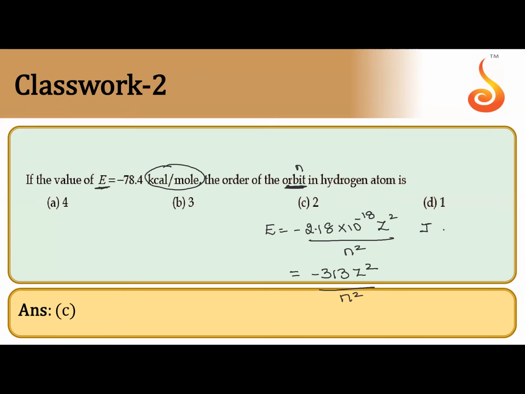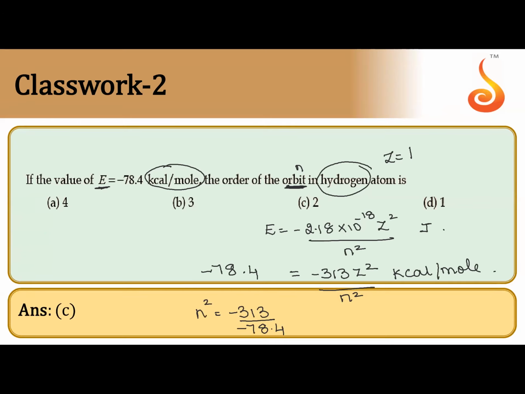Now can you calculate, children? Energy is given to you, minus 78.4. This type of problem you should know how to do. What is Z here? What is this atom we have taken here? Hydrogen. So Z is 1. You need to calculate what is n. So n square will be equal to minus 313 divided by minus 78.4.